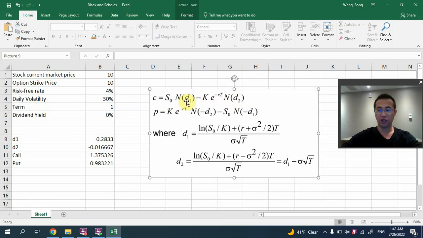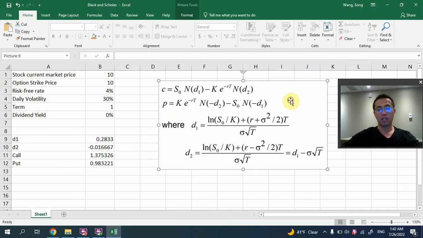Since I have already covered normal distribution in a previous chapter, I don't feel bad to add it here. So N basically will give you the probability for the values that are below this threshold D1, and also the probability for the values that are below the threshold of D2. D1 and D2, again, are determined by the stock price and the strike value of the option, and also the risk-free rate, and of course, the volatility of the stock price.